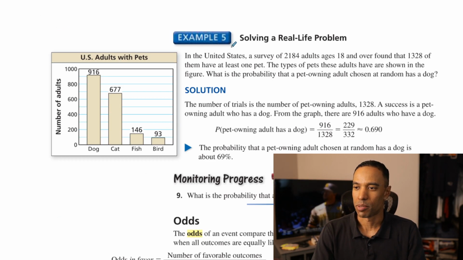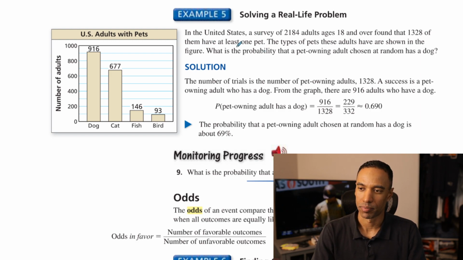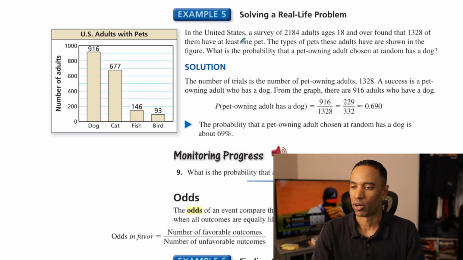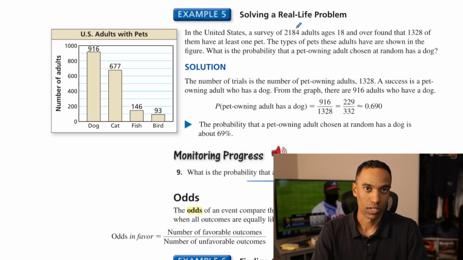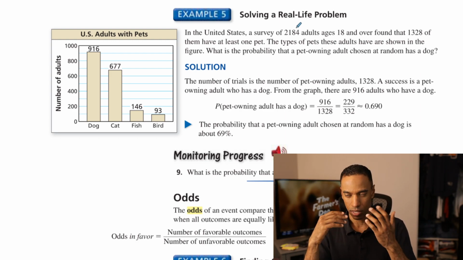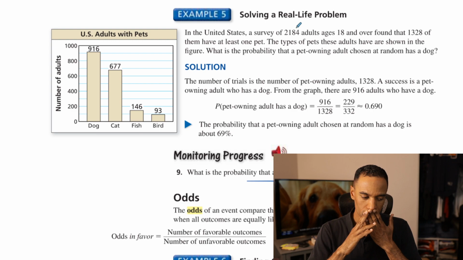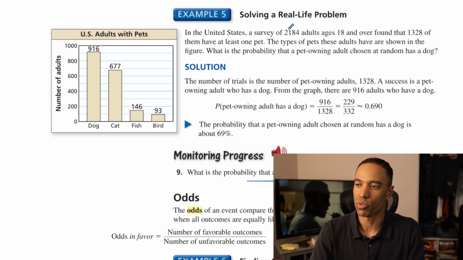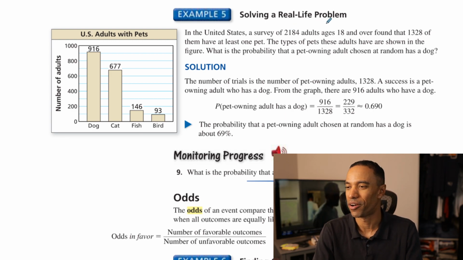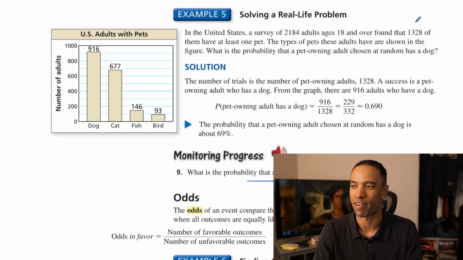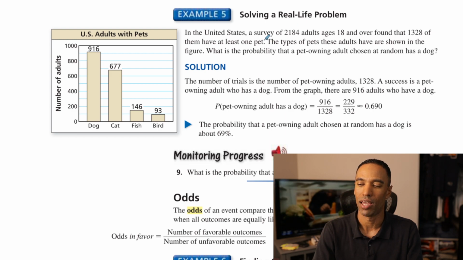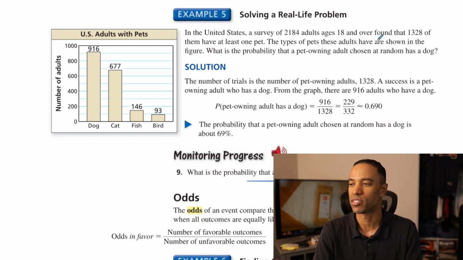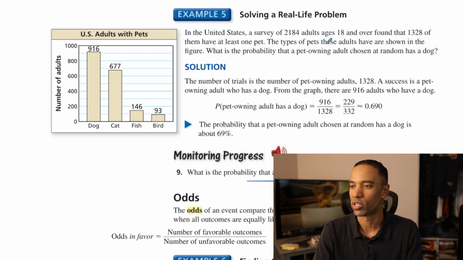Okay, let's keep going. Solving a real-life problem. I don't know if this is experimental or not, but in the United States, well, it's a trial. If it's a study, yeah, kind of experimental, if you will. In the United States, a survey of 2,184 adults ages 18 and over found that 1,328 of them have at least one pet. The types of pets these adults have are shown in the figure. What is the probability that a pet-owning adult chosen at random has a dog?